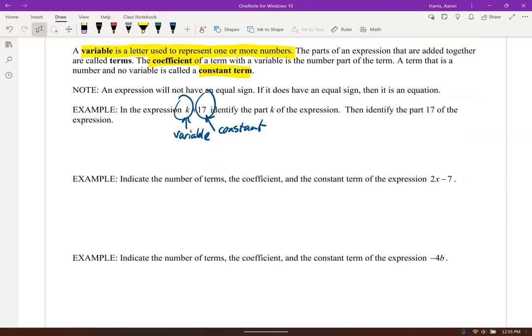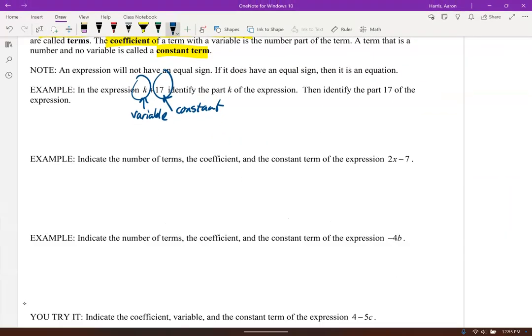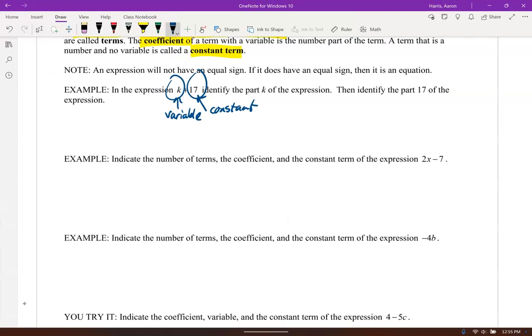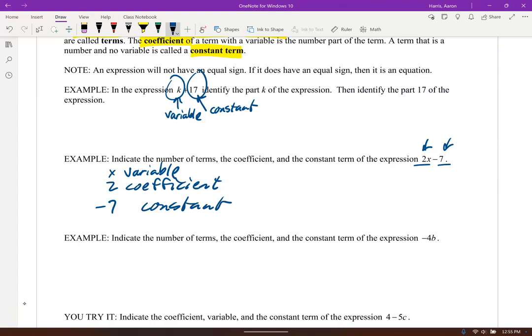Let's look at 2x minus 7. I also have two terms here. 2x is one term, and then the minus 7 is another term. The x is the variable. The 2 in front of that is the coefficient. And the minus 7 on the end is a constant at the end, okay? Again, two terms total there.